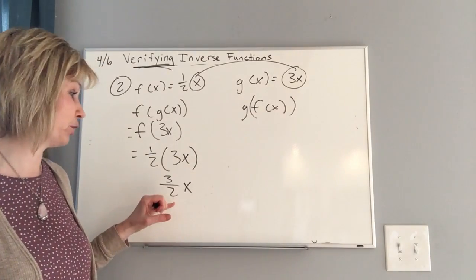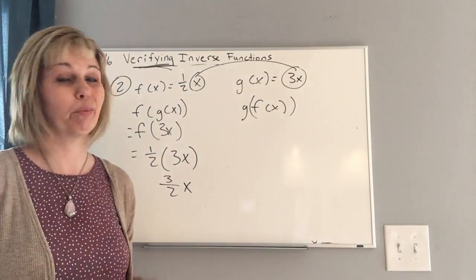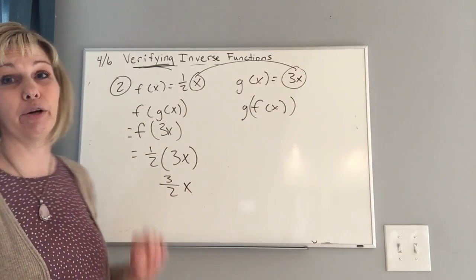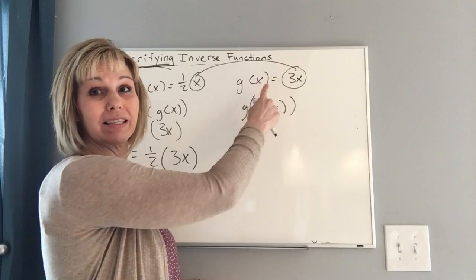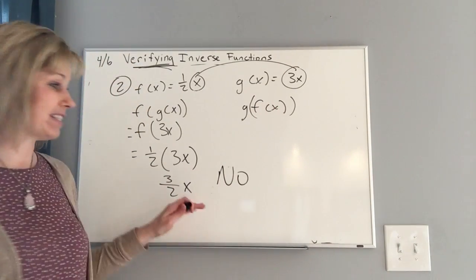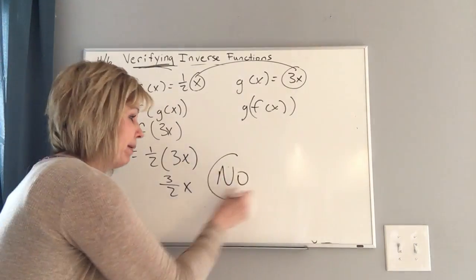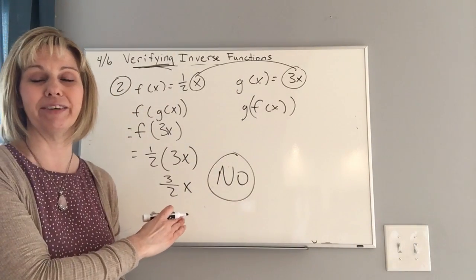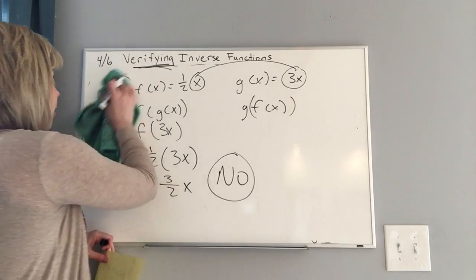Well, does that equal x? Nope, doesn't. So is 3x an inverse of 1/2 x? Nope, because you can think of it, what would undo a half? Multiplying by 2. So if that was a 2x, then that would work. So if you can get to this, and you can see that it doesn't simplify to x, you don't have to do the other side. Just give me a big fat no and show me the one that you did do. Okay, so that's number 2. Let's try a third one.